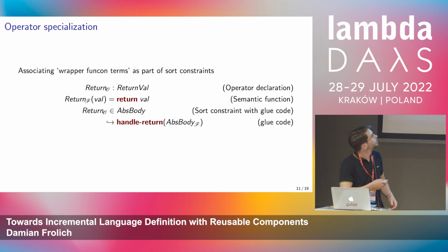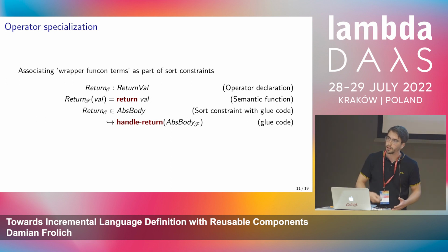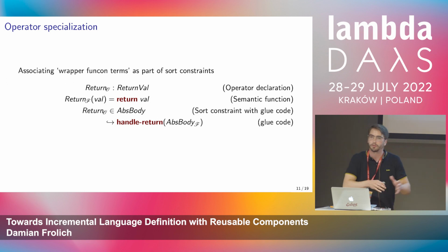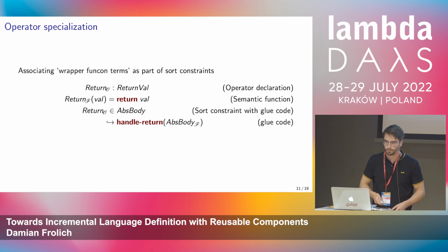So here we have our operator definition of apps, which is like this. And now by associating glue code, we add a handle return around the B. But we don't have to modify our existing definition, which is nice. And with all this, we come to the following language definition, where a language is a structure.